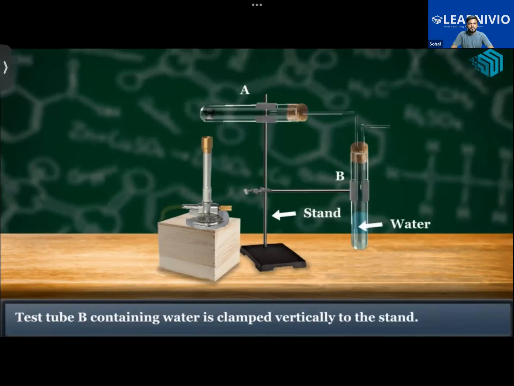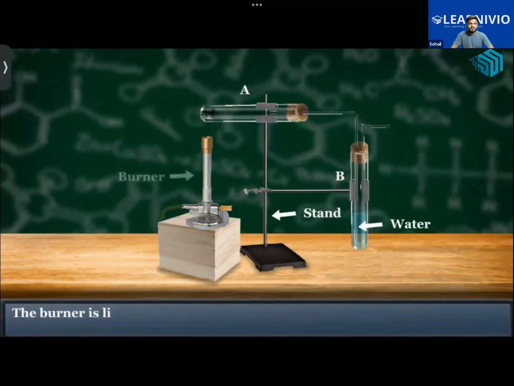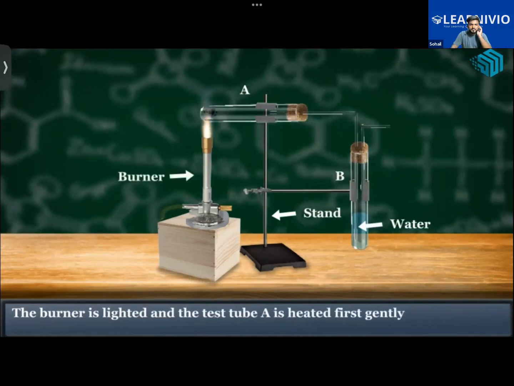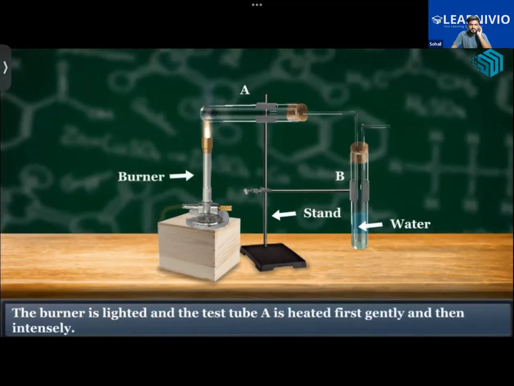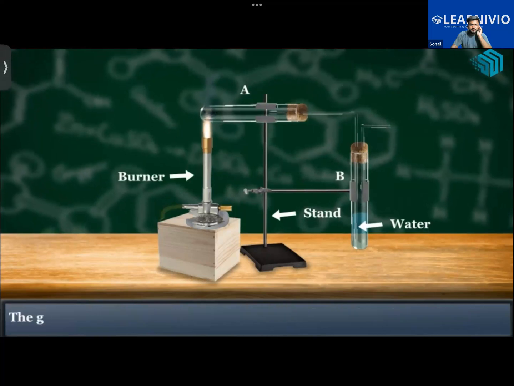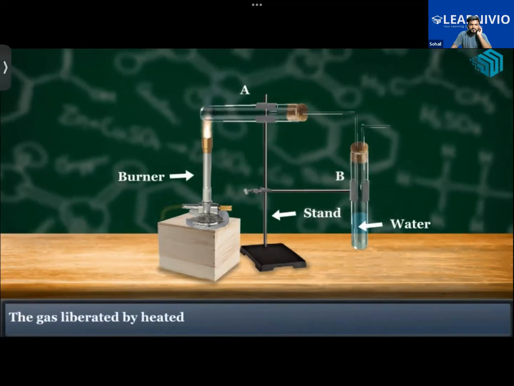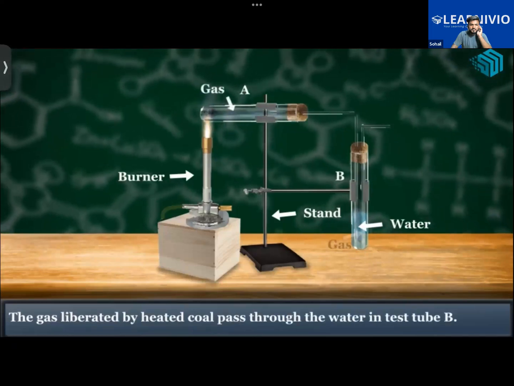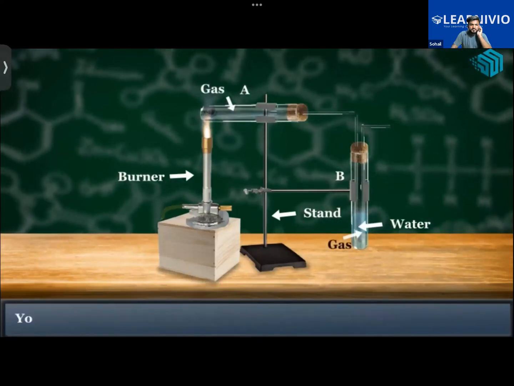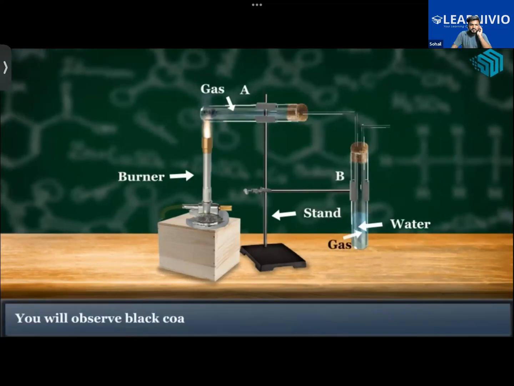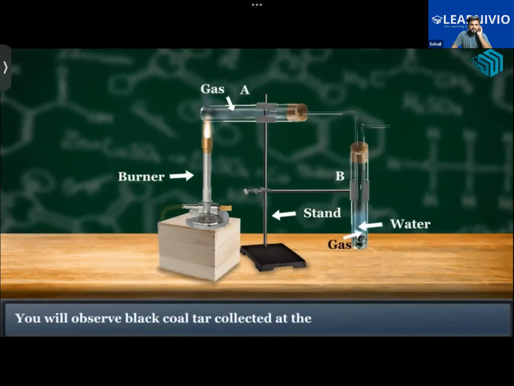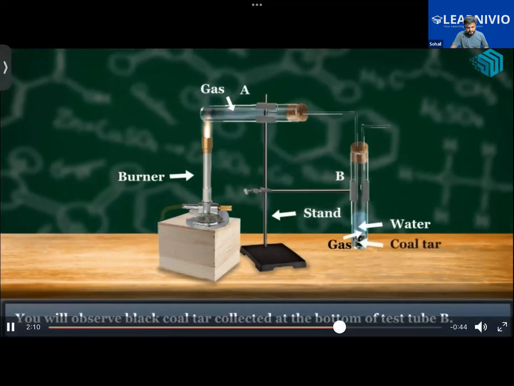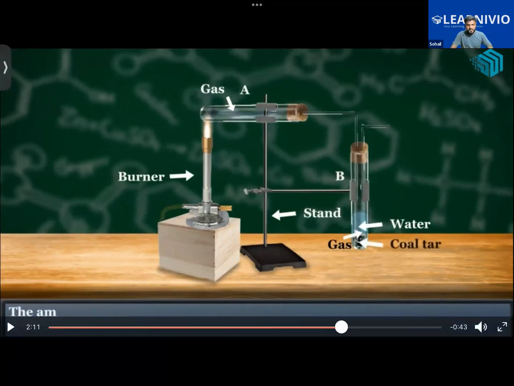The burner is lighted and test tube A is heated first gently and then intensely. The gas liberated by heated coal passes through the water in test tube B. You will observe black coal tar collected at the bottom of test tube B. The ammoniacal compounds formed.